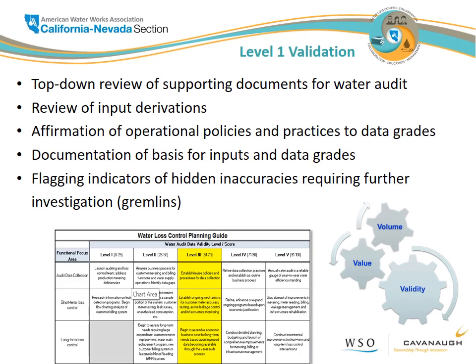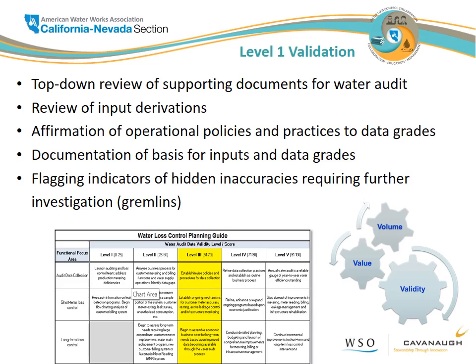Starting at a high level, the Level 1 validation, you can consider it a top-down review of the information that's really behind those inputs in the audit and those grades that are in the audit, getting one layer deep to where those inputs were derived from and the basis for the grades selected in the audit. It really is applying a formal review process to that. And through this segment, we're going to learn what are the steps involved in that process.